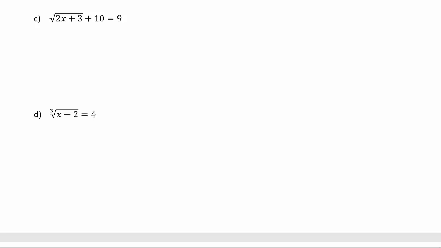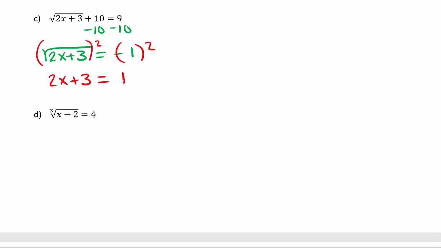So let's try one more example with a square root. We isolate the radical. That means subtract 10 from both sides. I square both sides. Squaring the radical, those are inverse operations. That gets rid of it. And this is an equation I can solve. This one's linear, so I just have to get the x by itself.